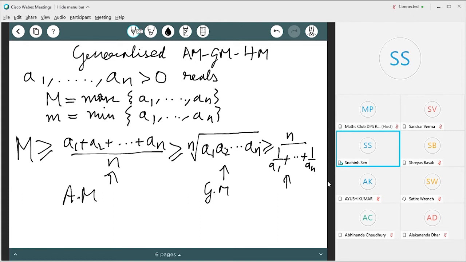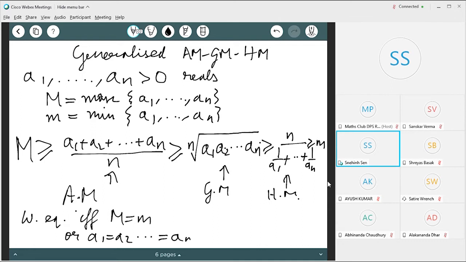The harmonic mean is greater than or equal to m, which is the minimum of these elements. And all these inequalities, if even one of them becomes an equality, all of them become equalities. That is, with equality if and only if m equals M, or a1 equals a2 equals an. These two cases are the same.